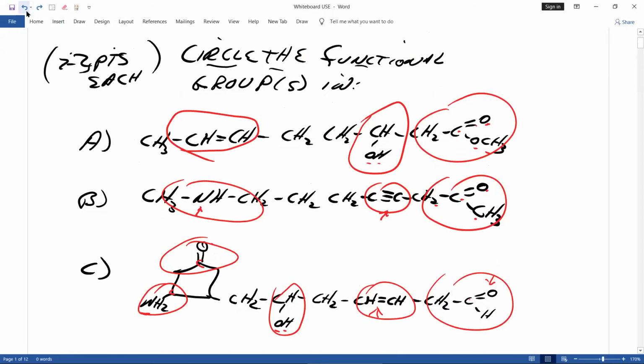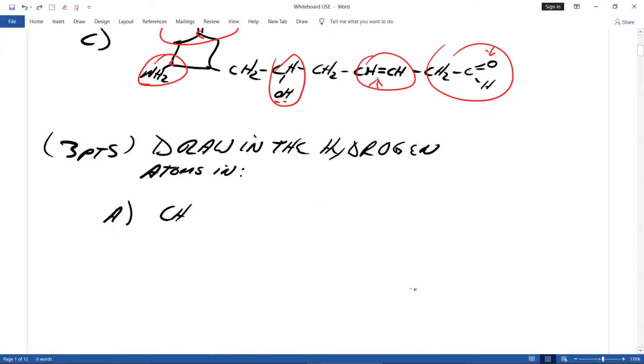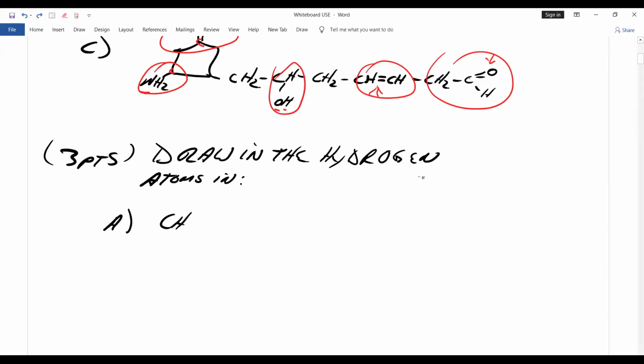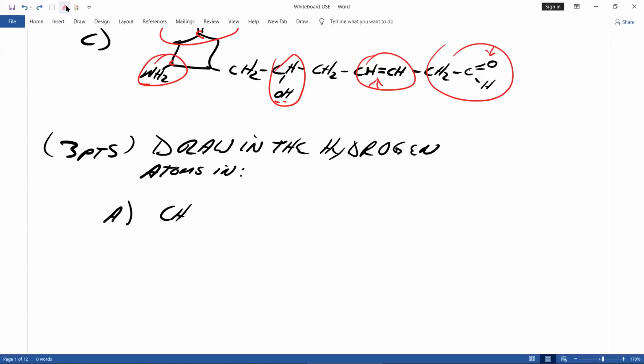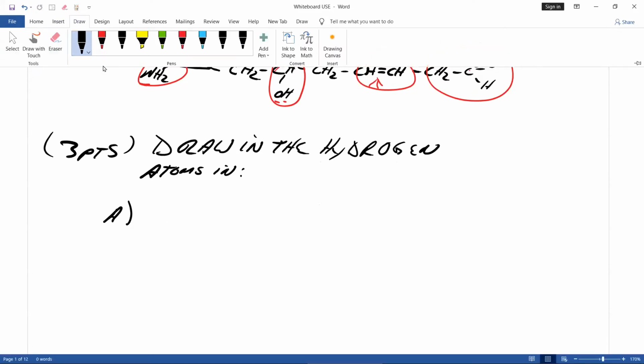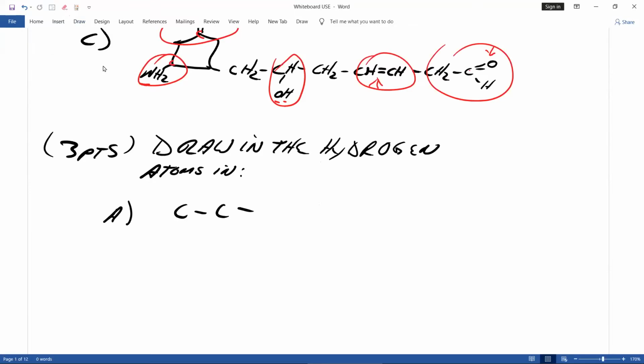I'm so used to drawing structures with hydrogens, I've got to think about it, not drawing them in. All right, I'll do the first one. How do you know how to draw in hydrogens? How many to put? There's 4 bonds to carbon, always.